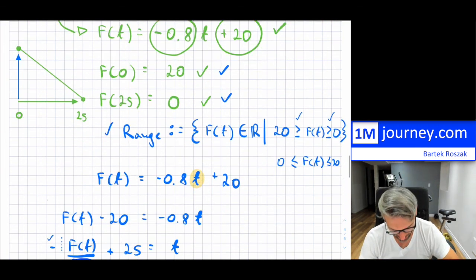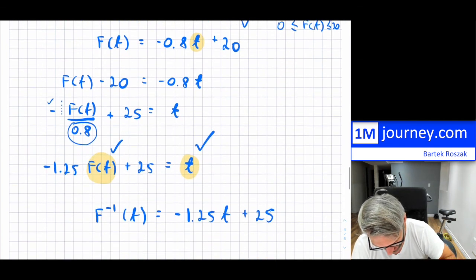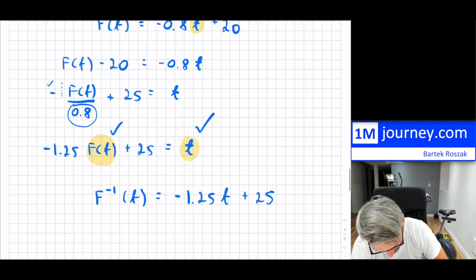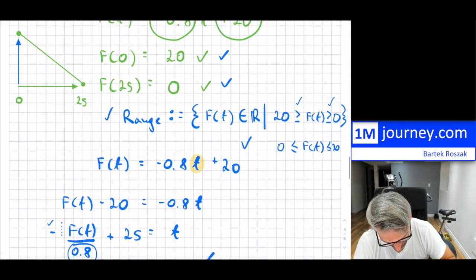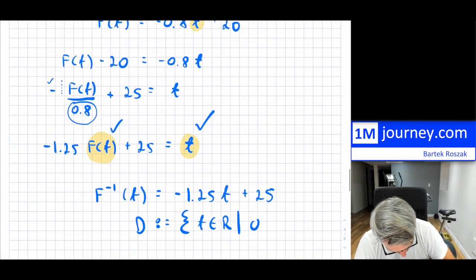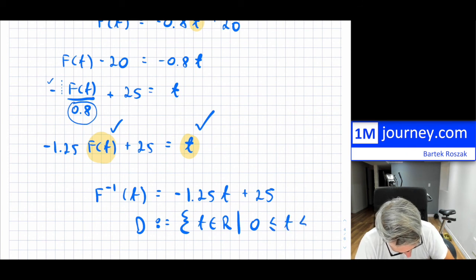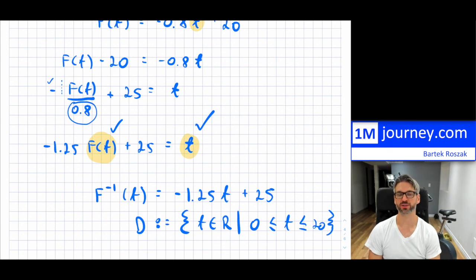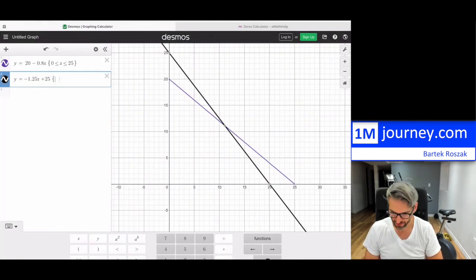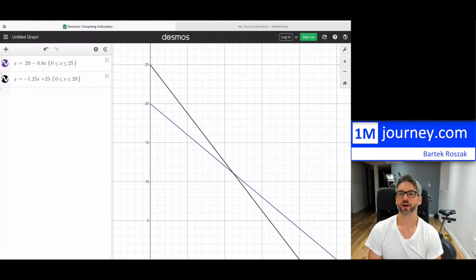So in here, notice that our domain for this inverse would be t, an element of R such that it is in the range between 0 and 20. There you have it. Now you can put the range as well if you like. And again, I'm going to plot it for you. All right, so there you have it.